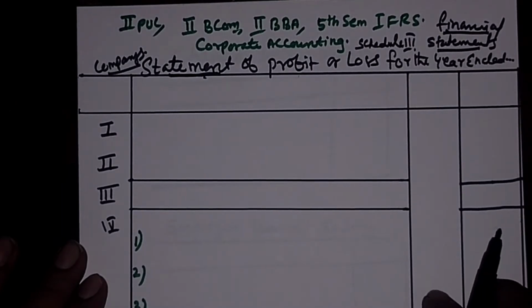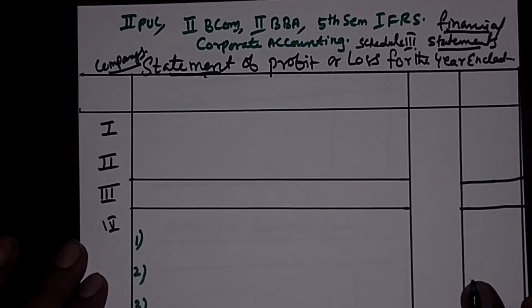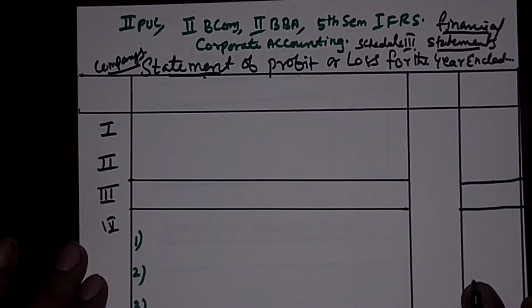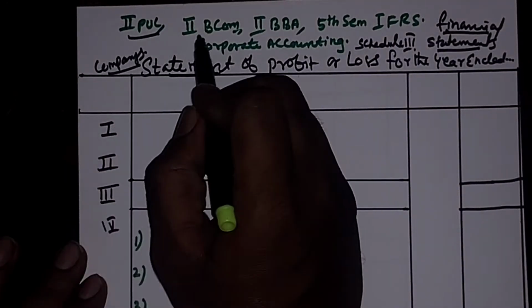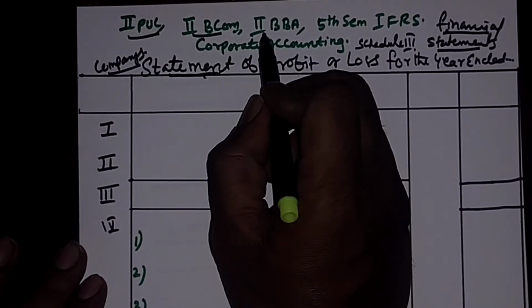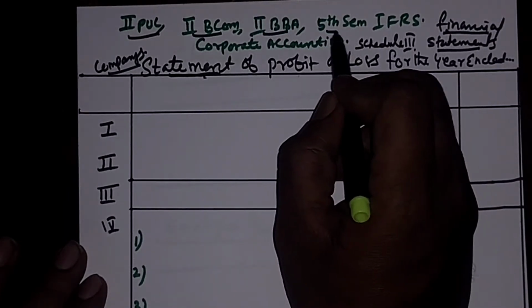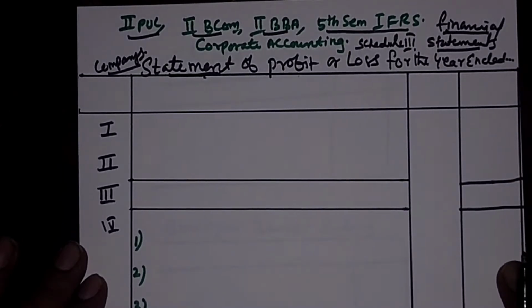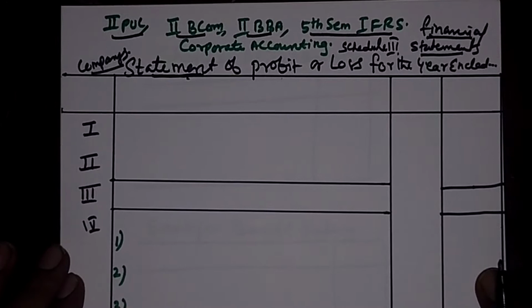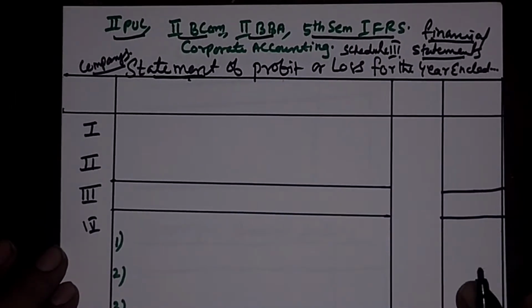As per Schedule 3 of Companies Act of 2013, this is a very common topic for second PUC, second BCom third sem, second BBA third sem, fifth sem IFRS. So this is the most important topic which we are covering. Even for those who are not studying in college and those who are working in the corporate sector, this is a very common topic they need to learn, because working out the company final accounts, this is the vertical format.